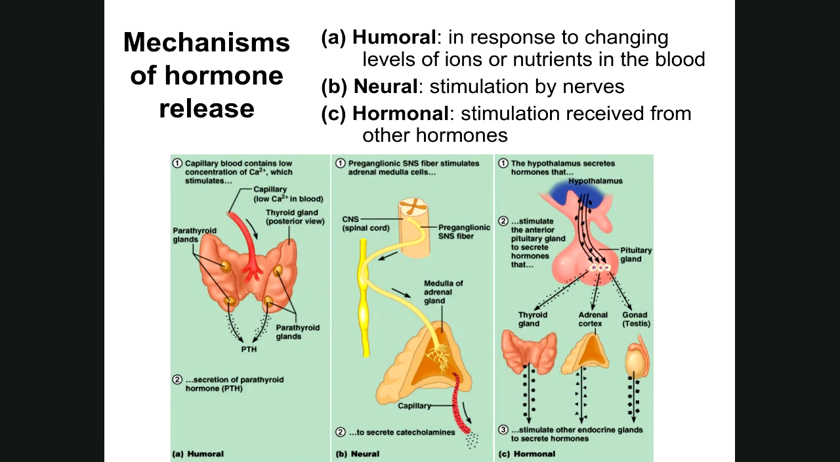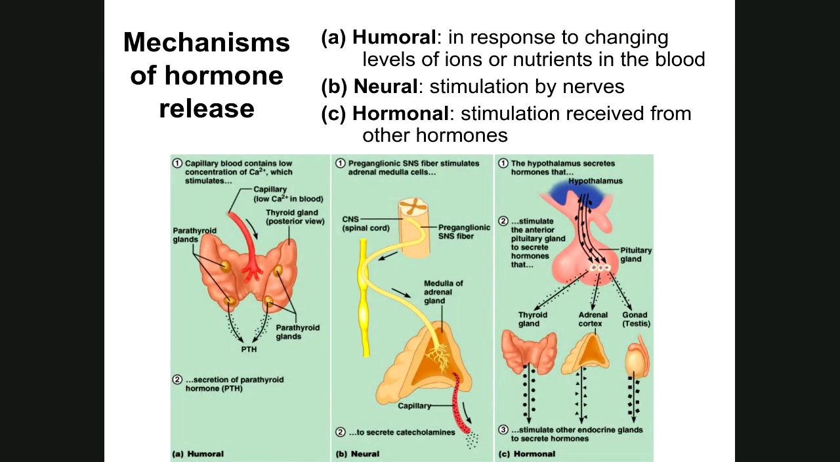They can also be neural, stimulated by nerves. If you can see here, spinal cord, preganglionic fiber, right, receiving a stimulus and stimulating the adrenal gland, which secretes through the blood a catecholamine, which is in this case a hormone.